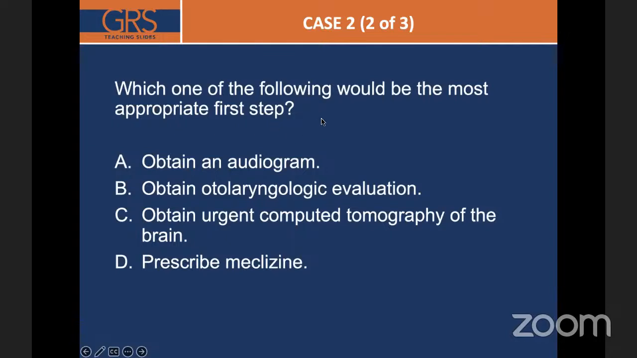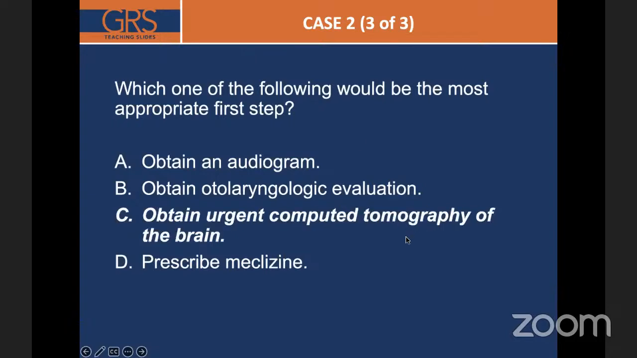All right, so everyone is answering C. So we can check the answer. Correct, the answer is C. We need to obtain a CT scan of the brain.